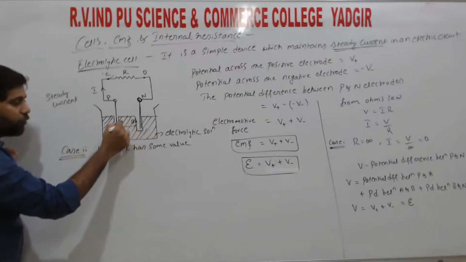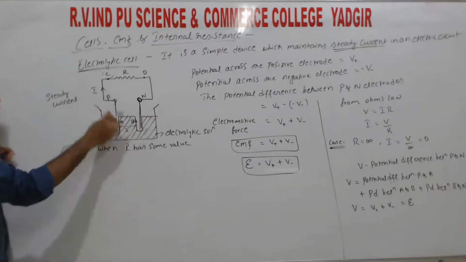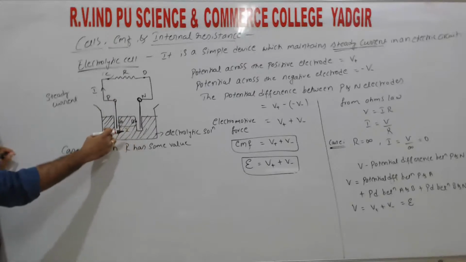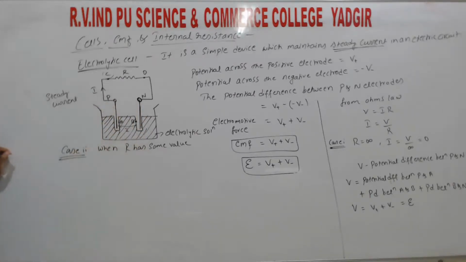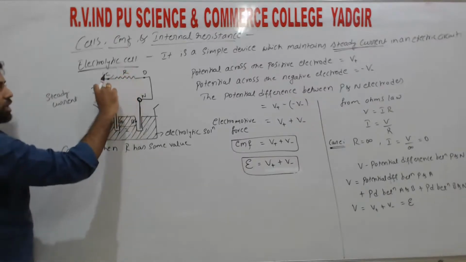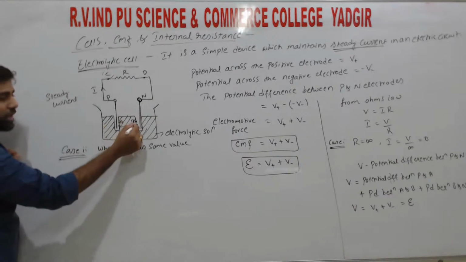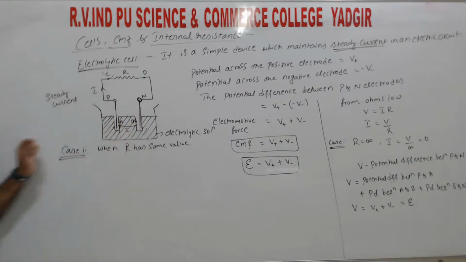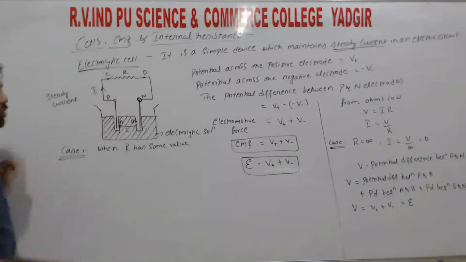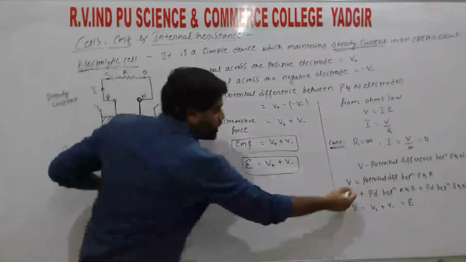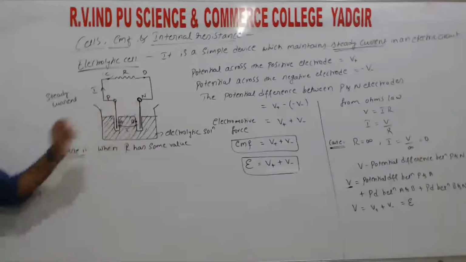So here the current is flowing from B to A, right? So the current is flowing inside the electrolytic solution, that is from N to P. In the external circuit, the current is flowing from P to N, and inside the electrolytic solution, the current is flowing from N to P. That means opposite, right?